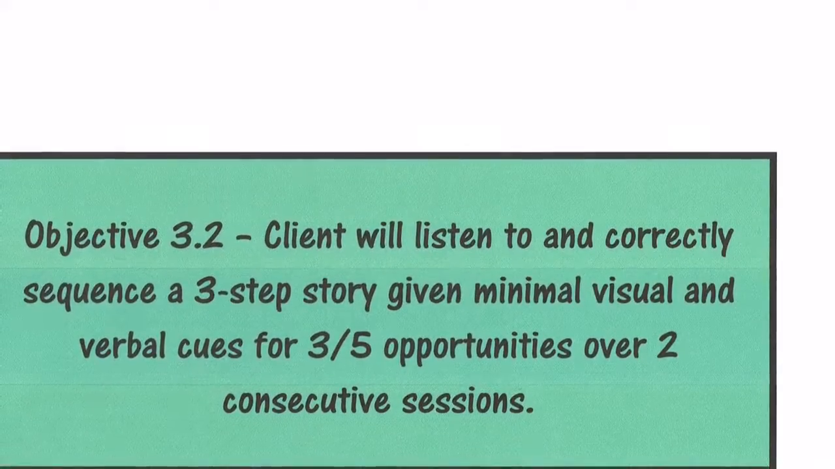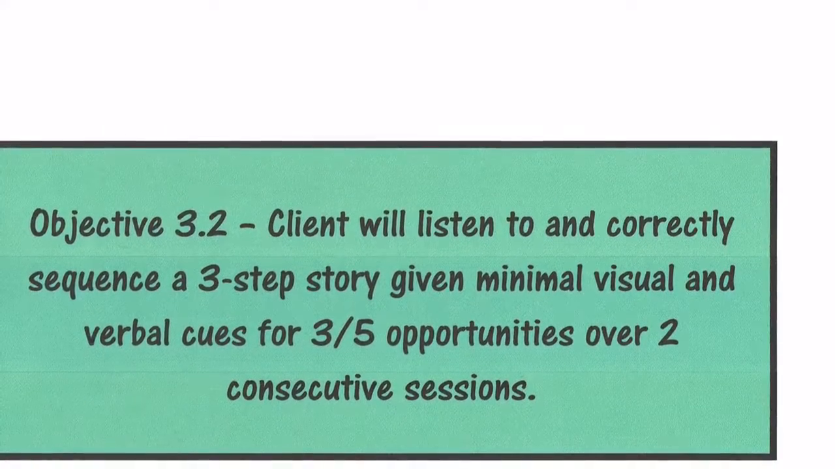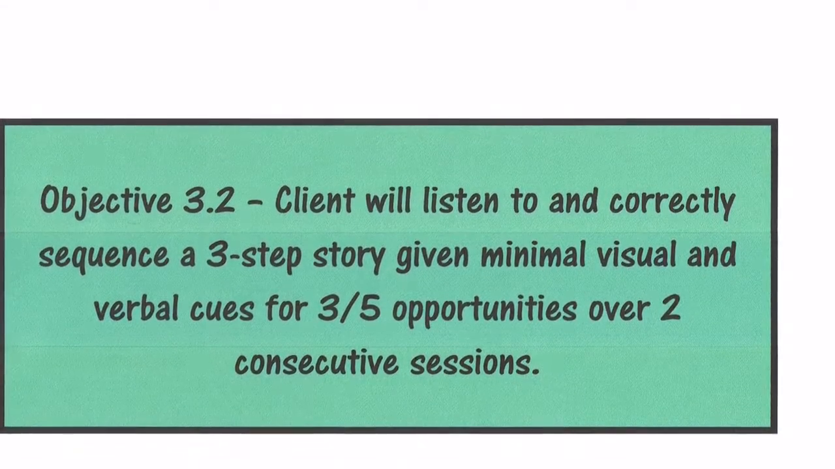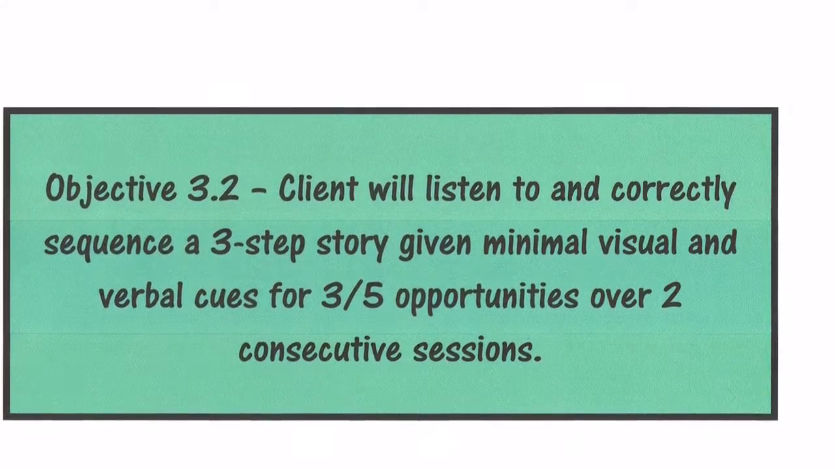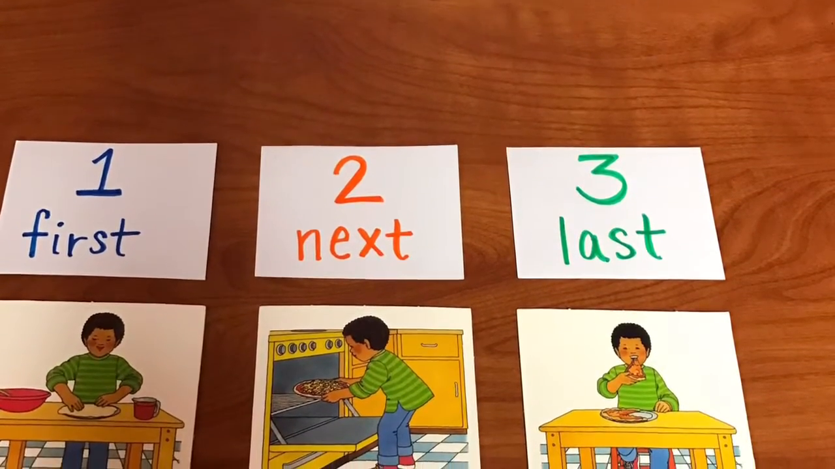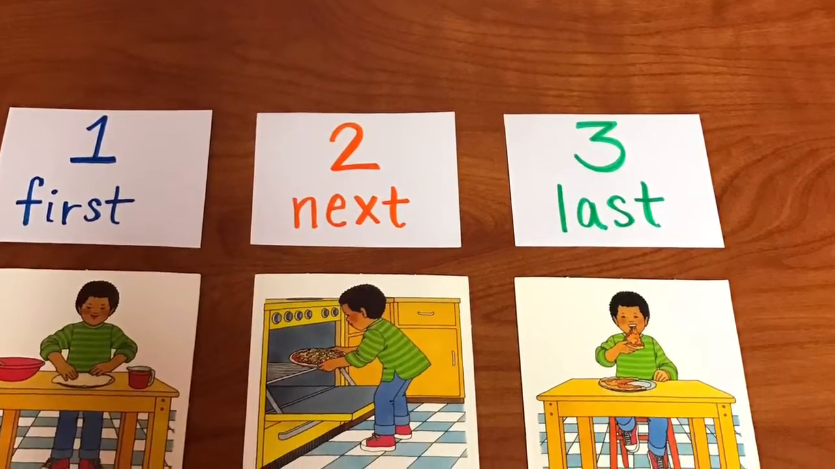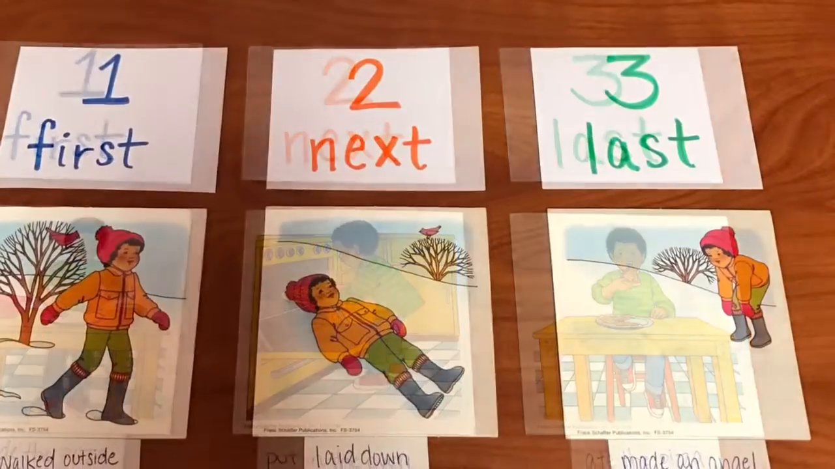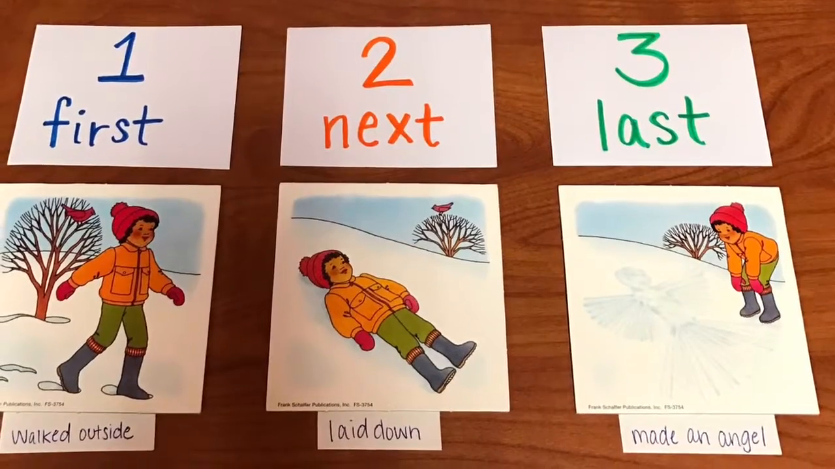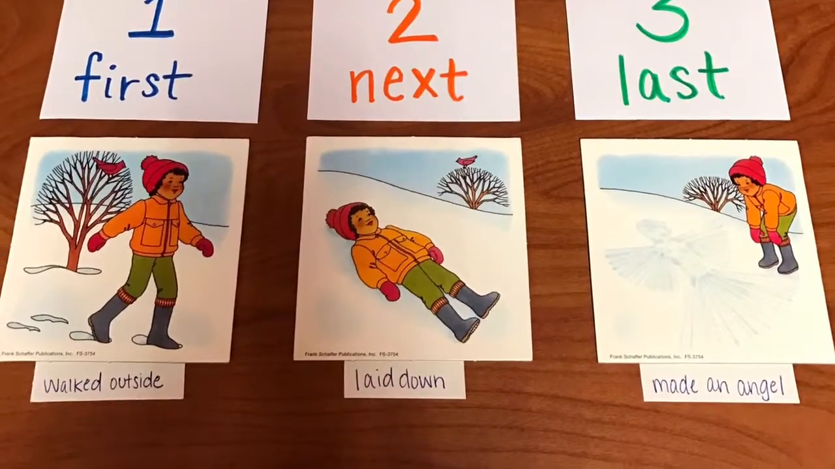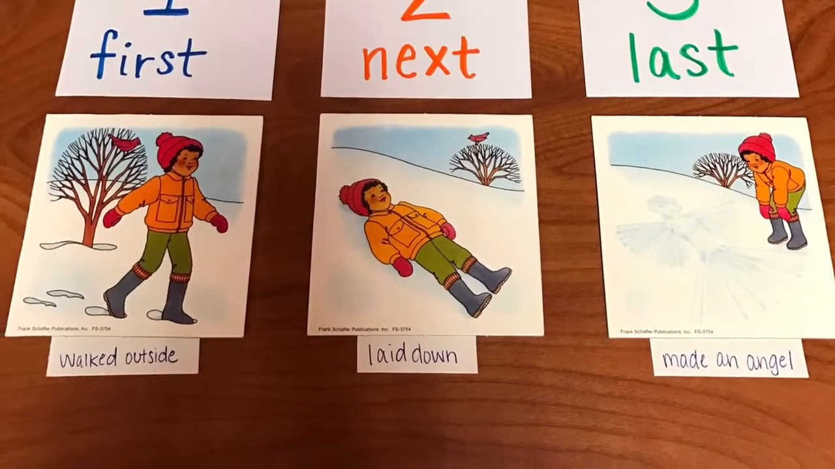Objective 3.2 states that Daniel will listen to and correctly sequence a 3-step story given minimal visual and verbal cues. To address this objective, I choose 5 different sets of Super Duper sequencing cards. The words first, next, and last are written on small pieces of paper, and Daniel is required to place the correct picture under each word. Daniel listens to me tell the short story and is then asked, what happened first? What happened next? And so on.